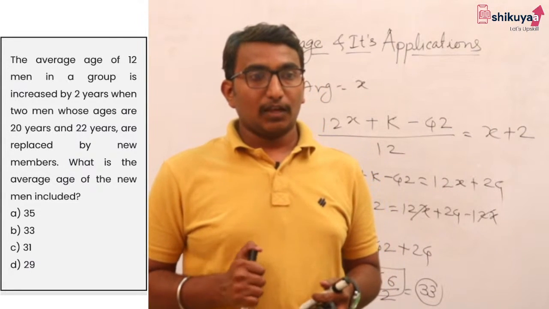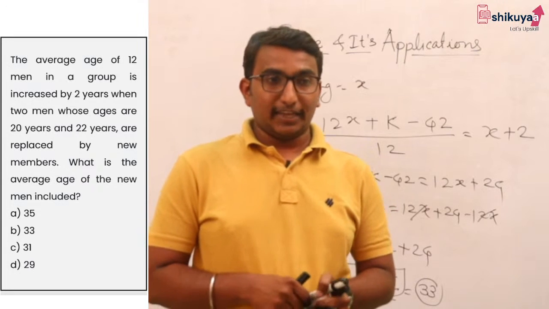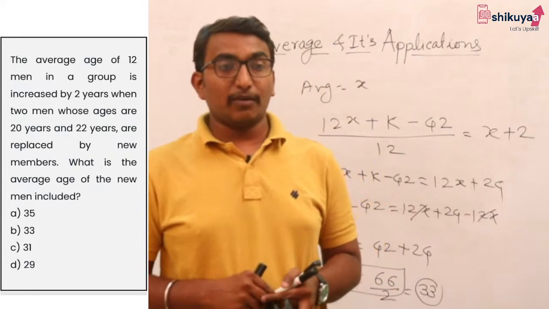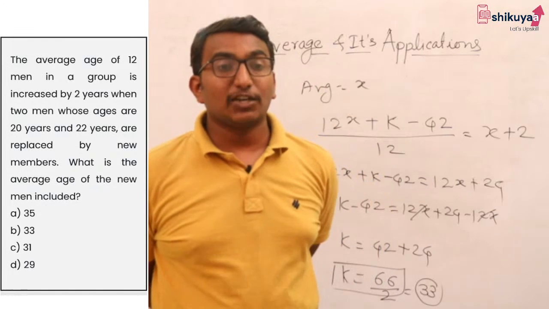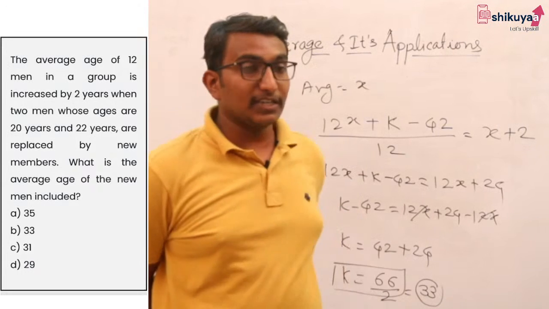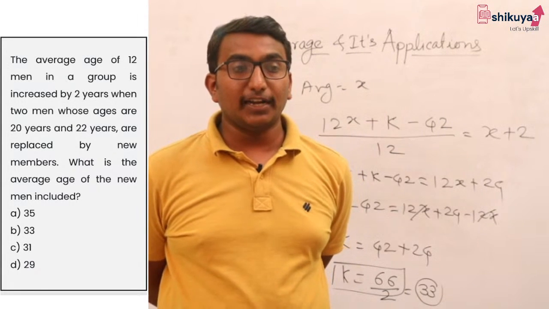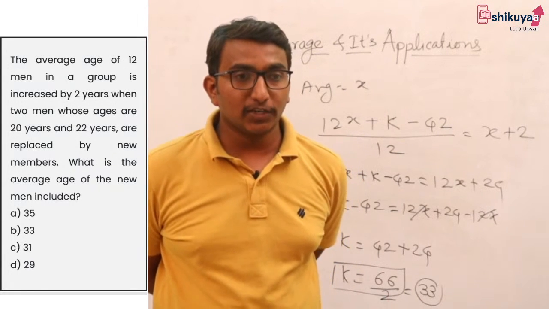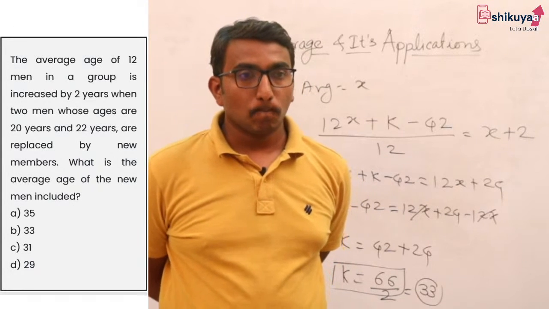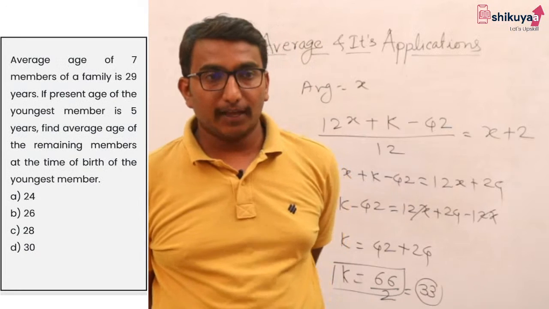K is 66, you are right, Nagsundar. But what we have been asked is the average of the two new men who are replacing them. So 66 divided by 2, that is your answer, which is equal to 33. Hope you understood. Vaibhav, you are absolutely right. Great.